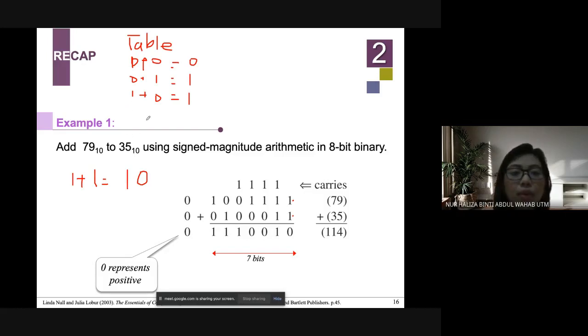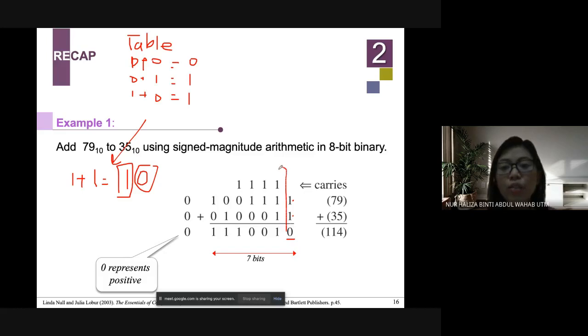So 1, 0 means that you are going to write this one as the sum, and this is the carry. That's why you will put the carry above. After that, you're going to see there is another one in the table: 1 plus 1 plus 1. 1 plus 1 plus 1 is not going to be 3. What happens is that it's going to be 1, 1.